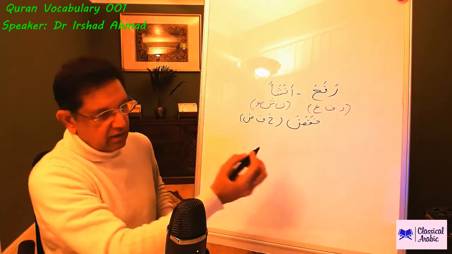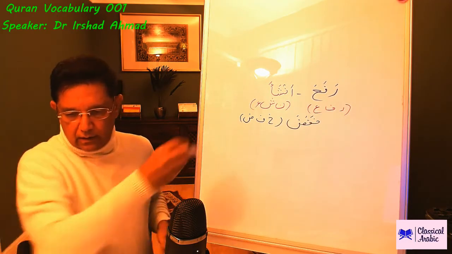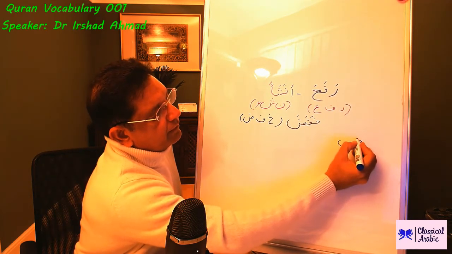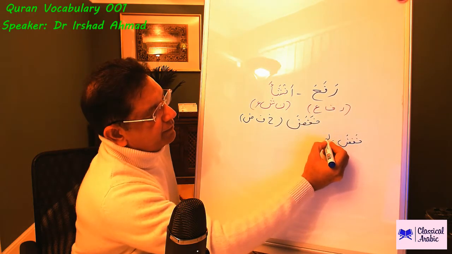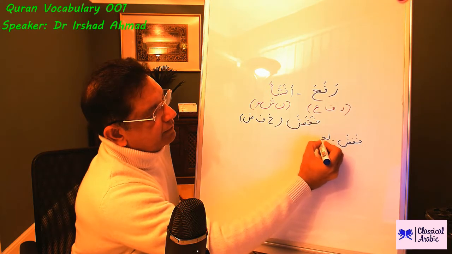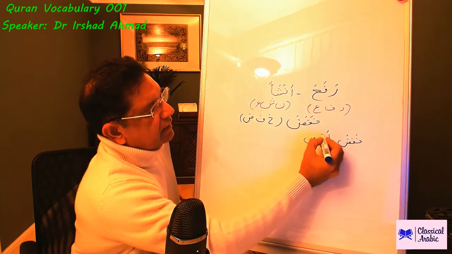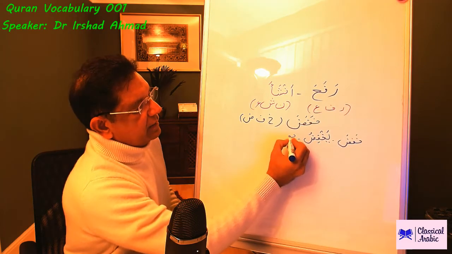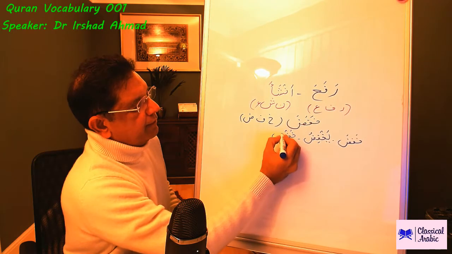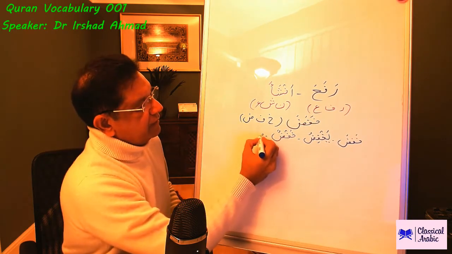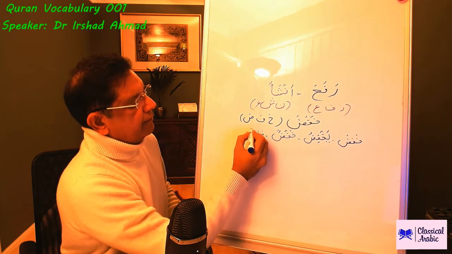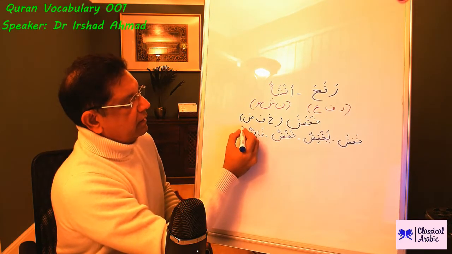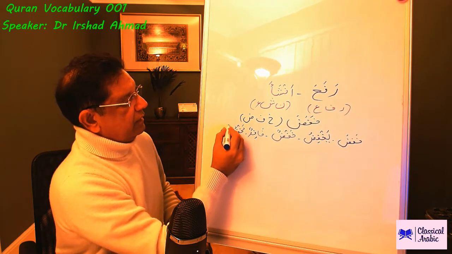And the five parts are going to be khafada yakhfidu, and khafdun masdar, khafidun ism al-fa'il, and makhfudun. These are the five parts of the verb.